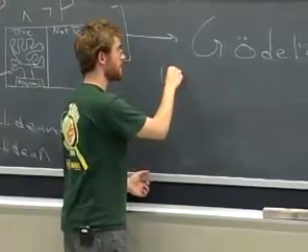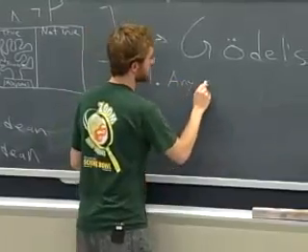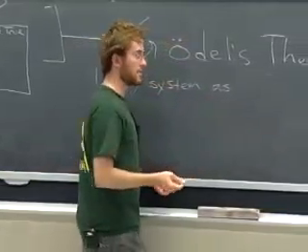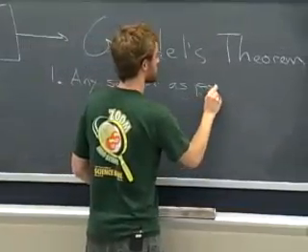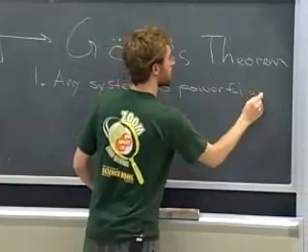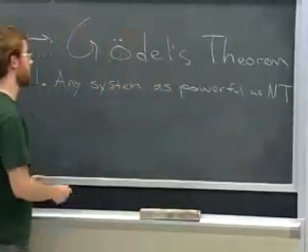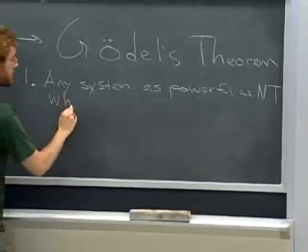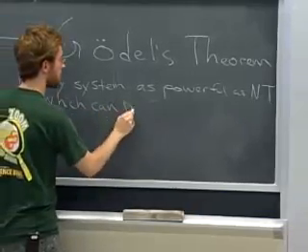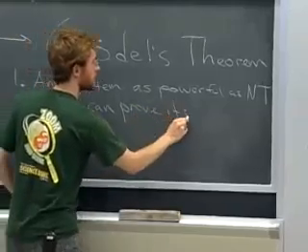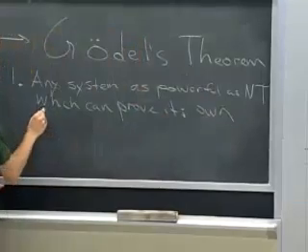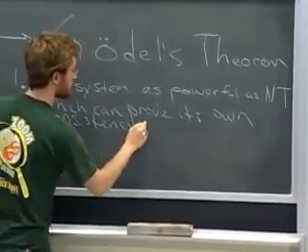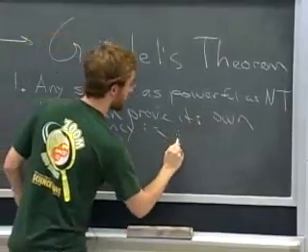The first one is that any system as powerful as number theory, and I'm just going to let NT be number theory, which can prove its own consistency, that system is necessarily inconsistent.